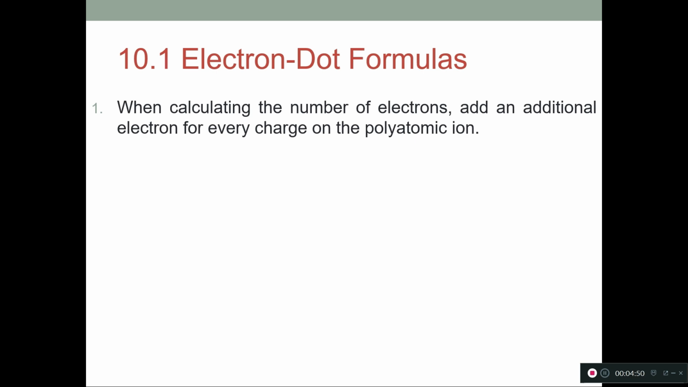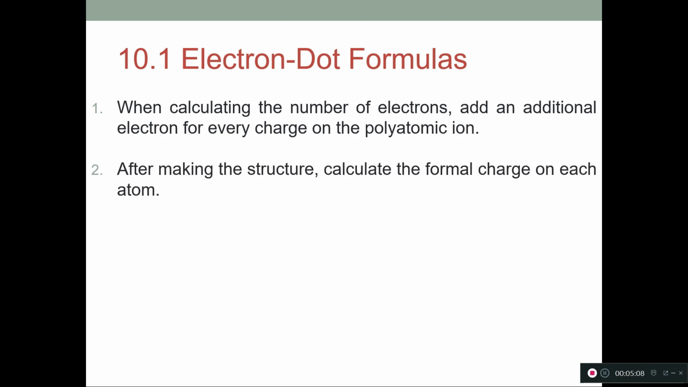So the first one is that when calculating the number of electrons, we want to add an additional electron for every charge on the polyatomic ion. So if a polyatomic ion has a -2 charge, we would need to add 2 extra electrons into our electron count. The second thing is that after making this structure, we need to calculate the formal charge on each atom.